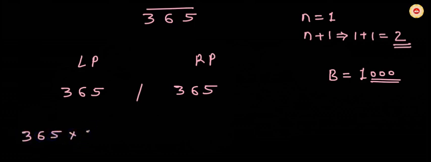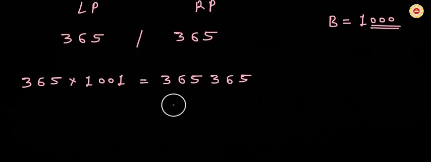365 multiplied by 1001, which is equal to... Start writing the answer from the left hand side. What is the leftmost part? 365. Write 365 as it is. Remove the slash and write the rightmost part as it is, 365. So this is the answer.